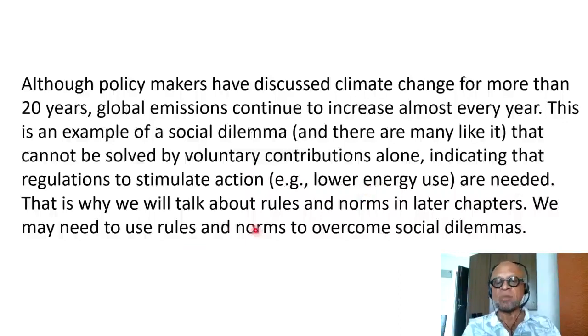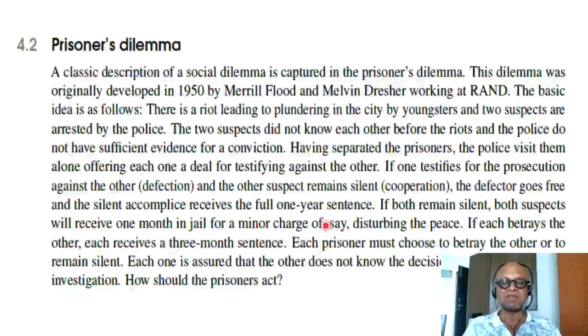That's why we will talk about rules and norms in later chapters. We may need to use rules and norms to overcome social dilemmas. So just relying on people's goodwill and rational behavior and willingness to do their part, do their duties, keeping in mind everybody else's costs and benefits, that doesn't work. We know that very well. So it's a question of how to impose rules and norms that make it possible to sustain the commons. Okay, that's the key message we'll have from this chapter.